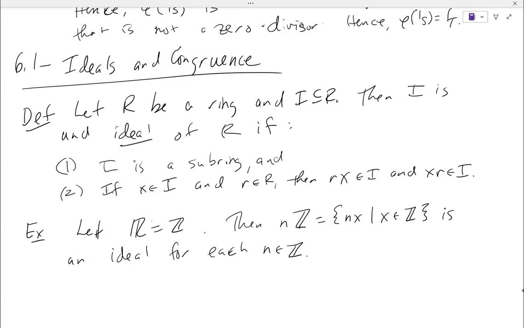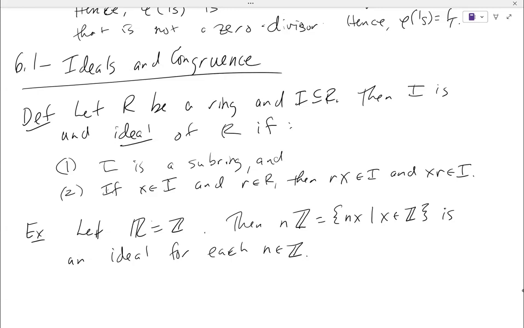Okay. So we talked about that a little bit before, right? Because if you want it to be an ideal, it has to absorb multiplication. It has to be a subring that absorbs multiplication. Well, subring, we can show that it's closed under subtraction. Well, if I subtract two multiples of n, I get a multiple of n, right? And if I multiply a multiple of n by anything, it's still a multiple of n, right?